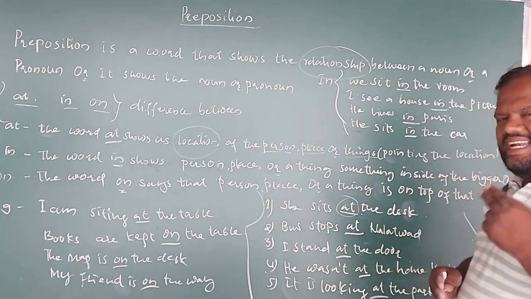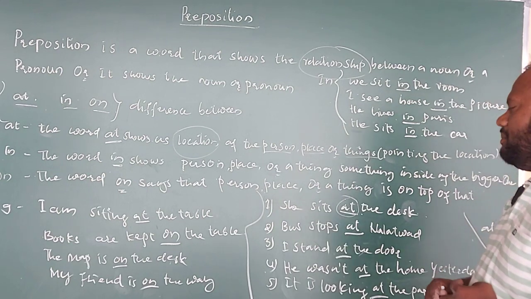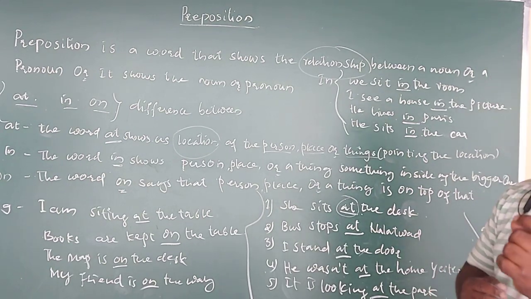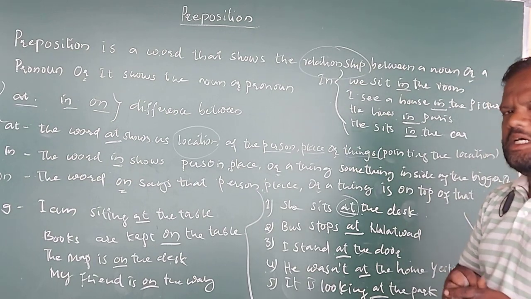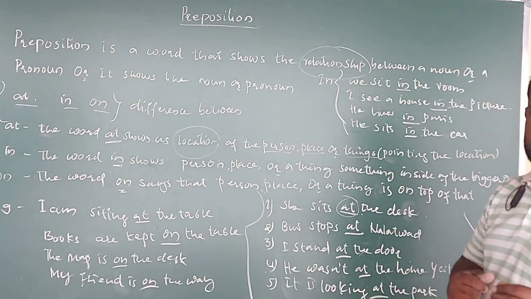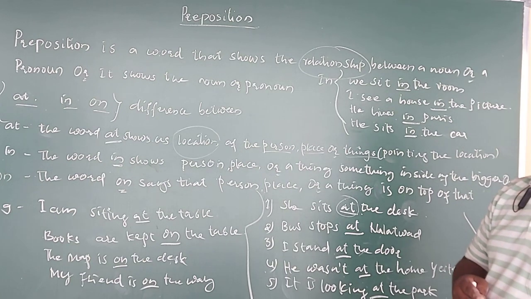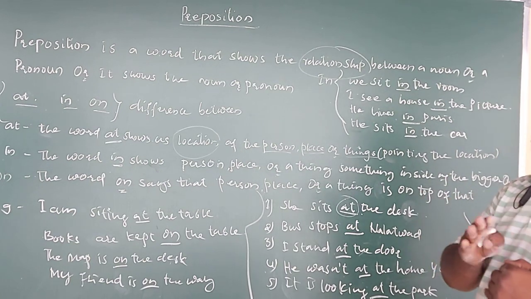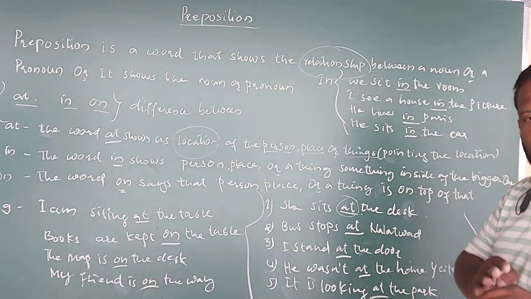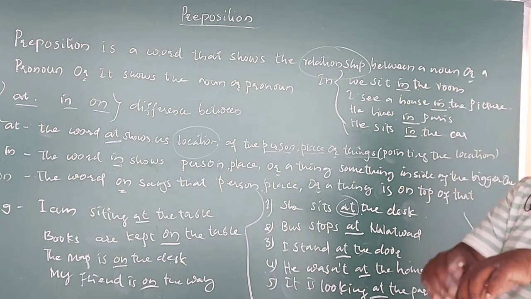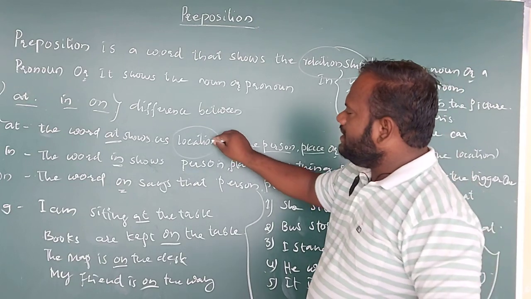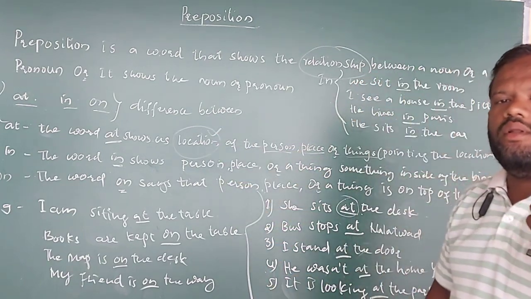Let's go through the second example with at as a preposition. The bus stops at Nalatwada. See, the bus stops, where is it stopping? At Nalatwada. So here Nalatwada is the place or location. Okay, here at is used for indicating location.